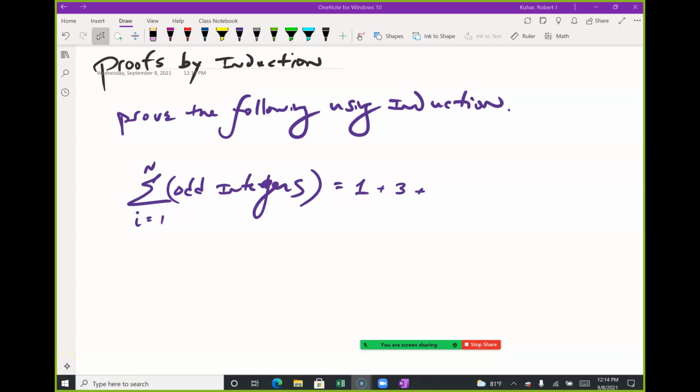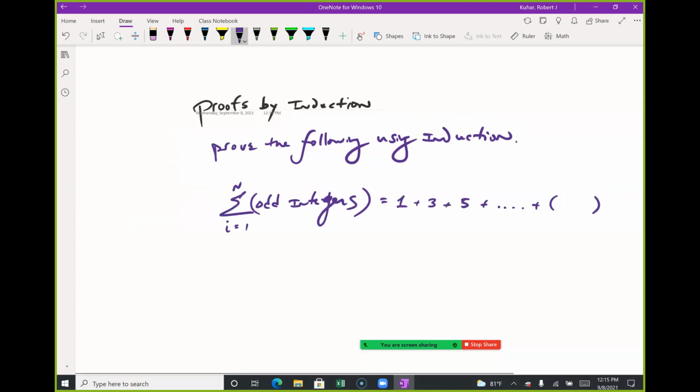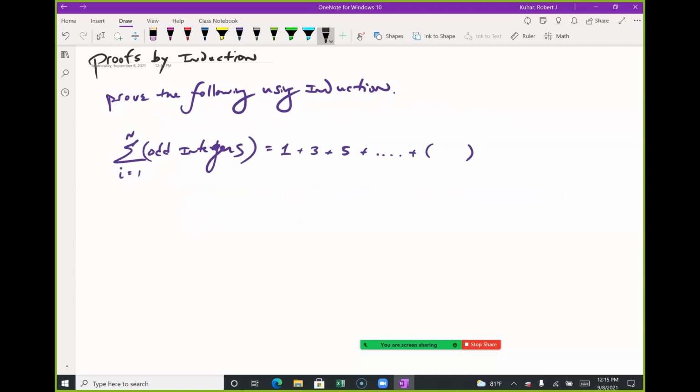I'm just going to try and recap a problem by induction. And so we're going to prove the following using induction. The sum of the first n odd integers, which is 1 plus 3 plus 5 plus dot, dot, dot. What's the last one? Do we know what that last one is? Is it 2n plus 1? Almost, yeah, 2n minus 1. Nice. And we're going to show that that is n squared.